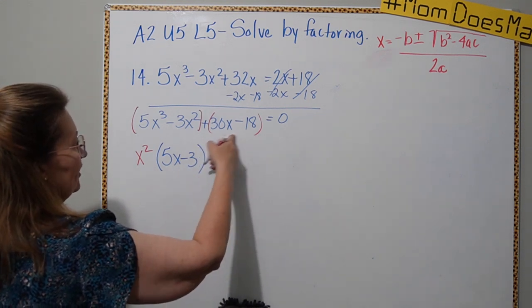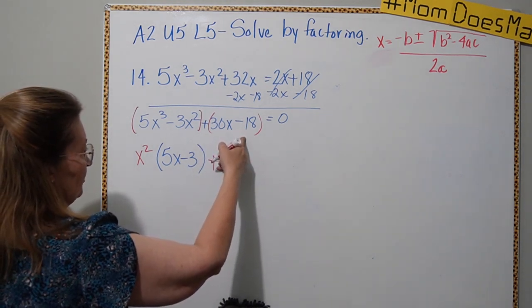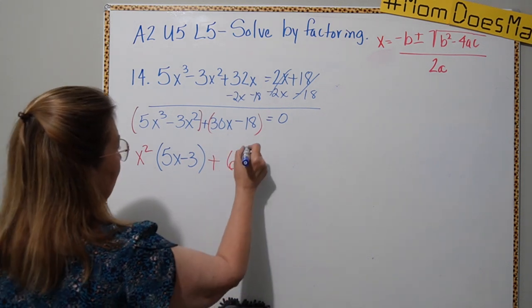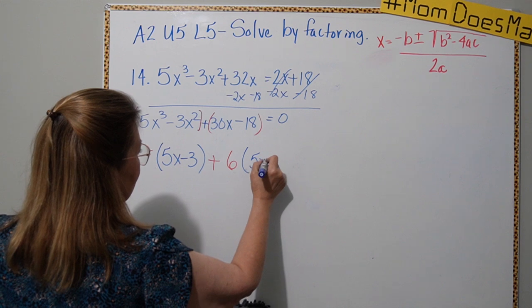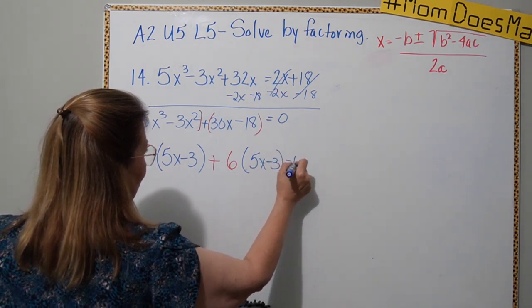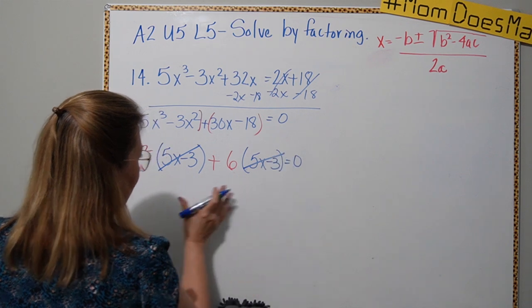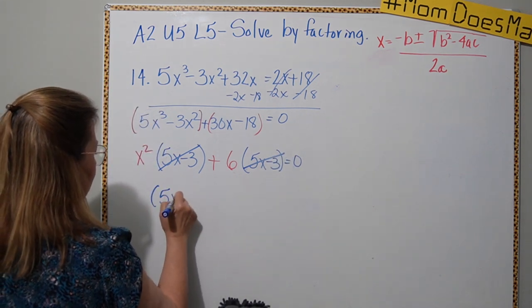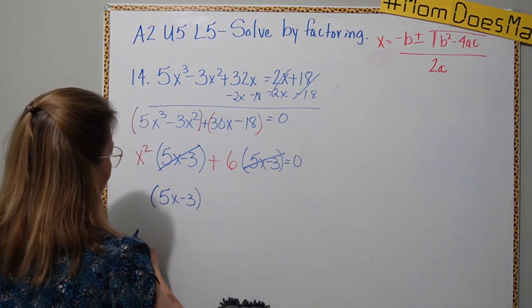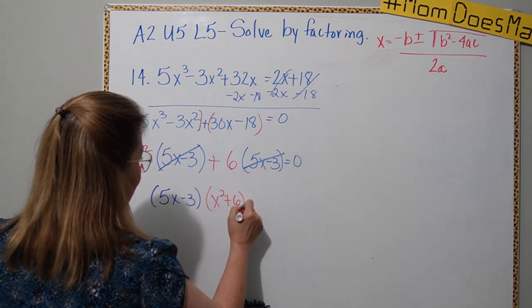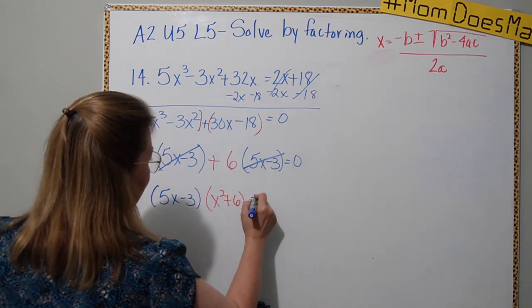Okay, so what's my greatest common factor between these two? 6. So when I factor 6 out, I'm going to get 5x minus 3. Okay, so now these two come out and they become 1. And then I take the x squared plus 6. That becomes the other factor.